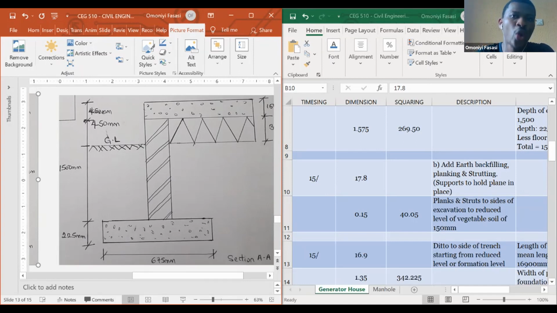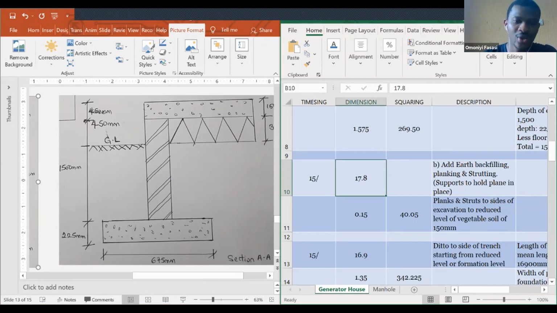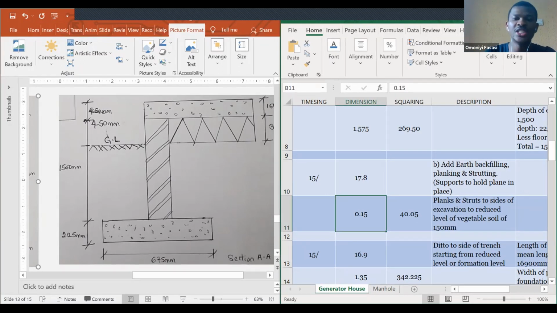5.45 plus, what do they call the other one? 3.45, times 2, right? Length times breadth, multiplied by 2. So that's how we're able to get the 17.8, which we calculated earlier. Then for the, what do they call it?